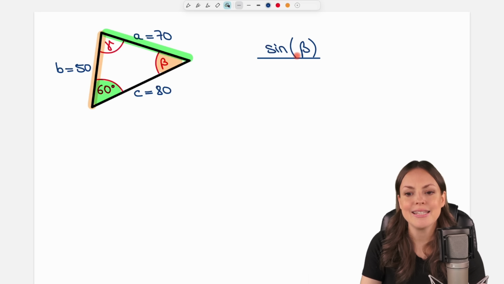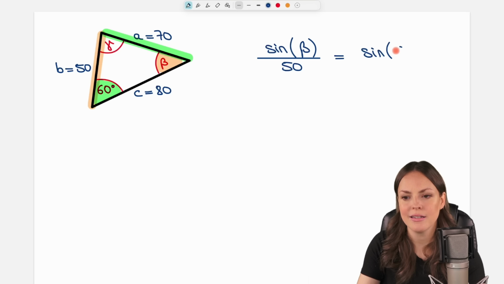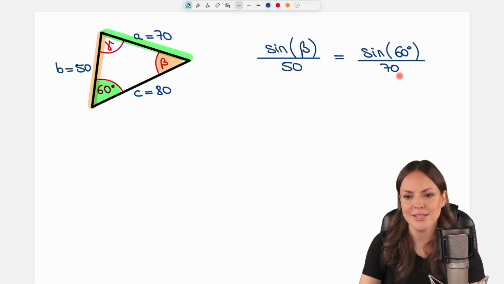Then divide this by the side that lies across this angle. So we divide it by b, by the 50. We can insert the 50 already. And then this is the same as taking the sine of the other angle. So now we do the same with the green group with 60 degrees in here. And we divide it by the side that lies across this angle, so by a or by 70 in this case. And now we only have to solve this equation for beta.